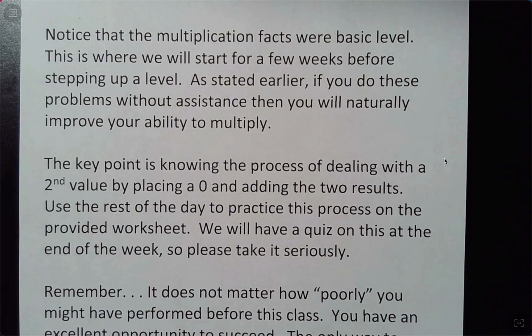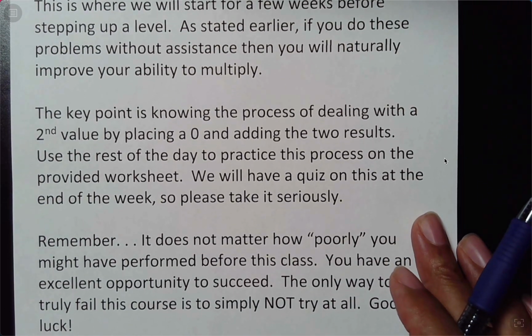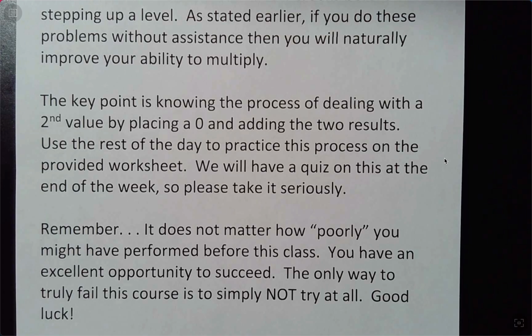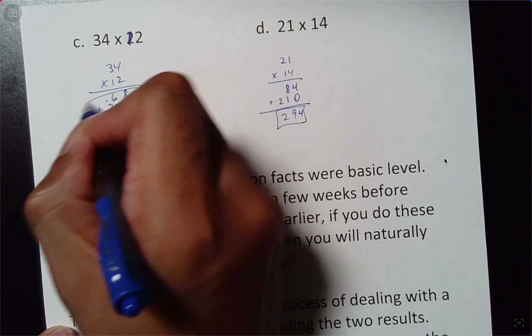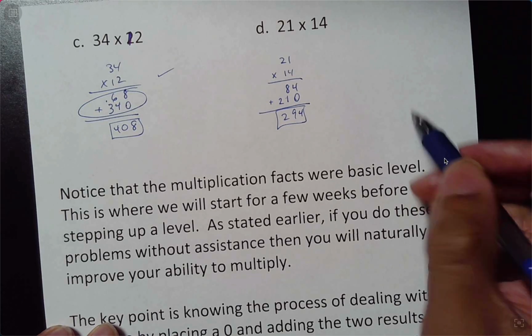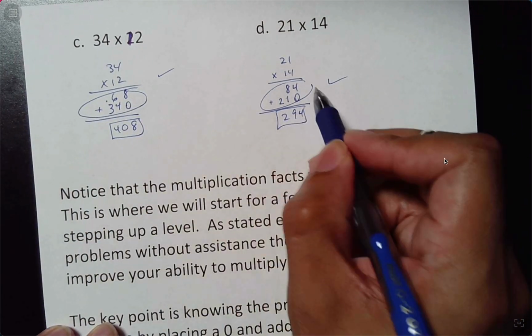Use the rest of the day to practice this process on the worksheet I'm about to pass out, or the worksheet that we provide today. We will have a quiz on this at the end of the week, so please take it seriously now. Again, how do I grade your quiz? Well, if you tell me that 34 times 12 is 408 and you don't show me this part, it's wrong. If you don't show me this part, it's wrong. So you need to make sure you show me that portion of your work.